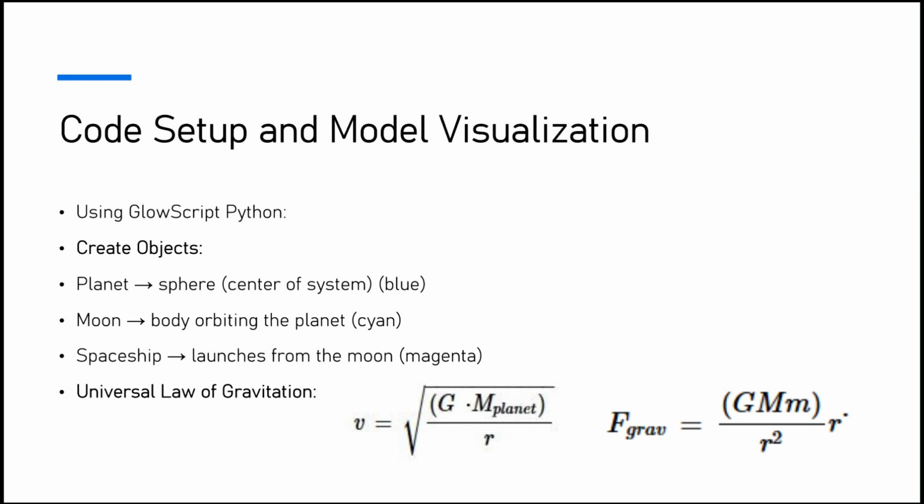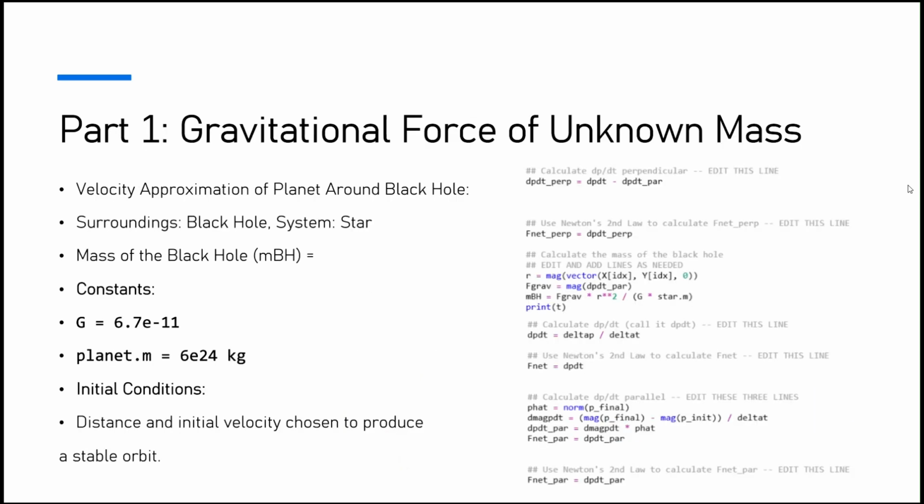The system is governed by the universal law of gravitation, F equals G m1 m2 over r squared, with the gravitational constant G. This equation is used in both parts of the lab to determine gravitational force between any two objects. In part 1, we modeled a star orbiting an unseen black hole. Using the velocity and position of the star, I calculated the change in momentum over time, which gave me the net force acting on the star.